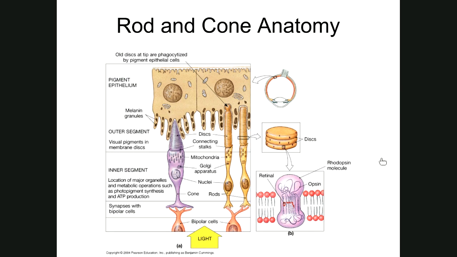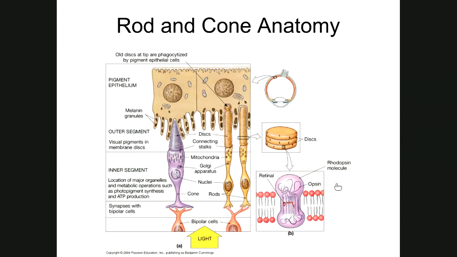There are 4 types of opsin that make up these retinols. One is used by rods, which results in black and white vision. Rods are the photoreceptor for black and white vision. The other 3 are used by the red, green, and blue cones, which result in color vision. So there are 4 opsins, and that makes 4 different rhodopsin molecules.